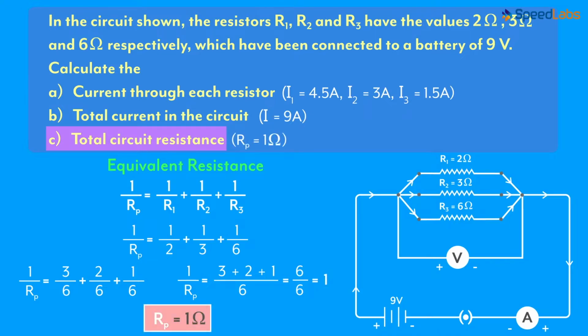That's the overall resistance of the circuit. What can you tell by looking at it? Yes, the resistance is lower than each of the individual resistances. In a circuit with resistors connected in parallel, the current increases and the equivalent resistance decreases.